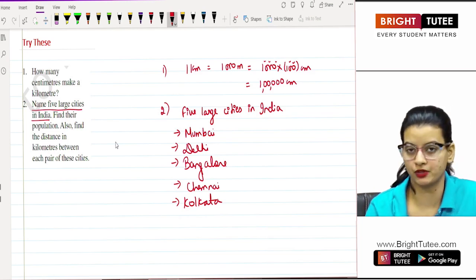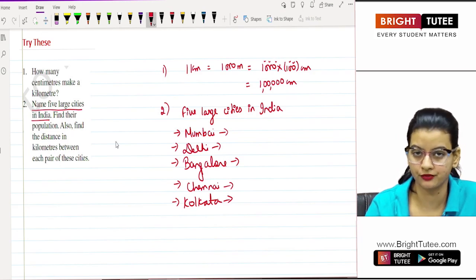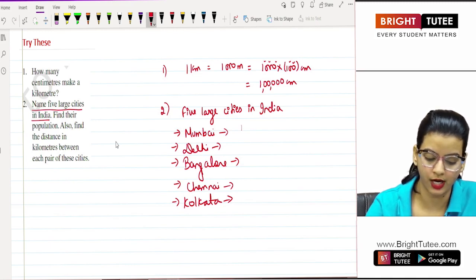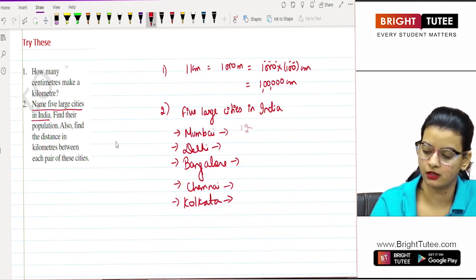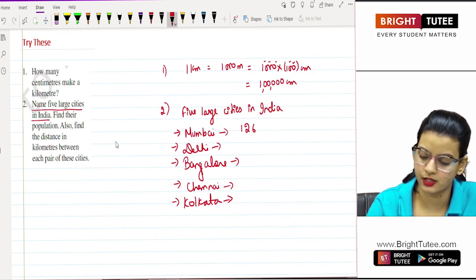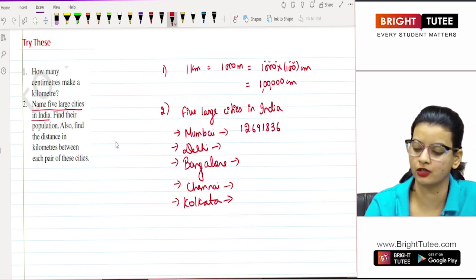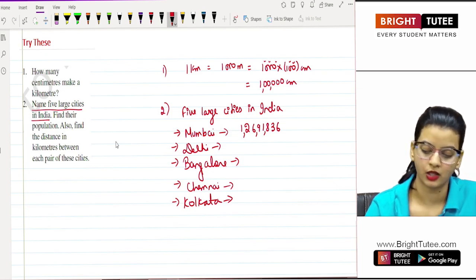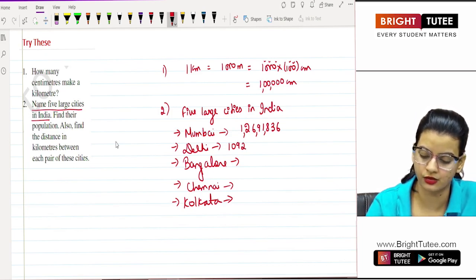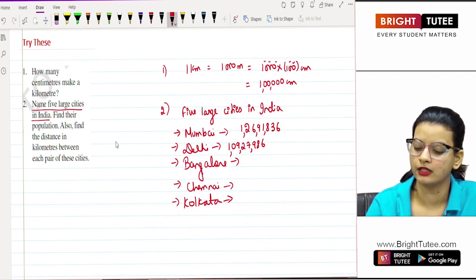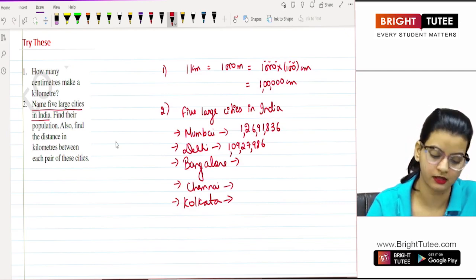Also find their populations. Now we are going to write down the population of these cities. I just googled it for you. I'm going to write it down on screen now. The population of Mumbai is 12691836. Putting commas, it is 1,26,91,836. Now let's come to the population of Delhi. It is 1,09,27,986.